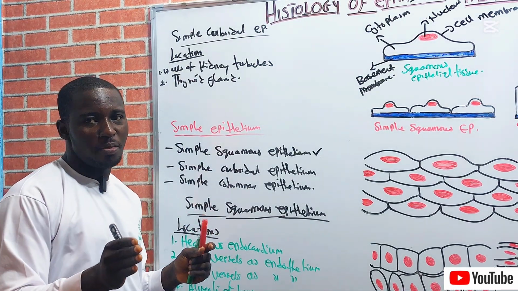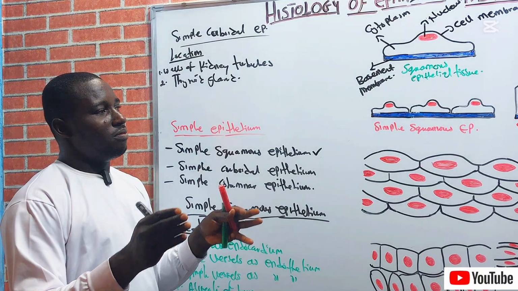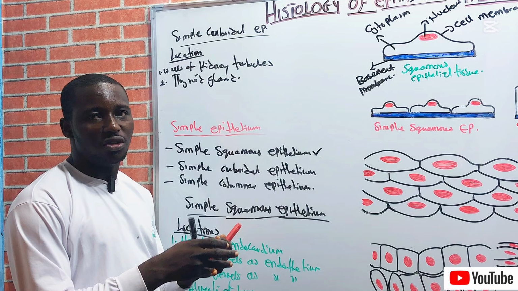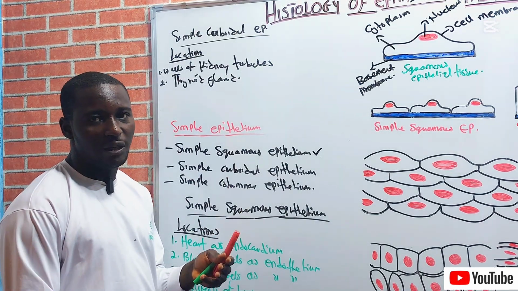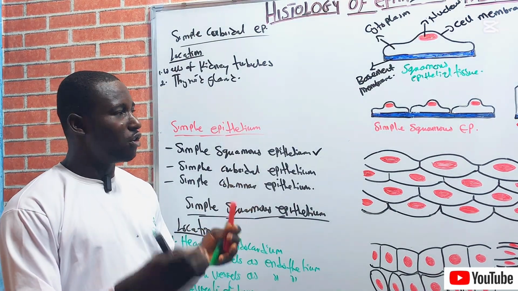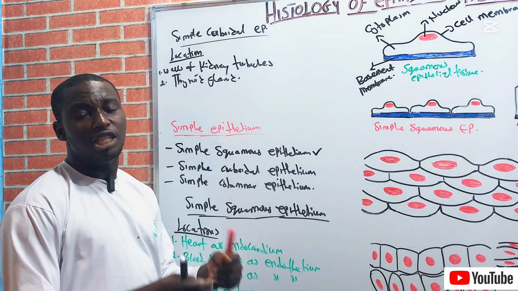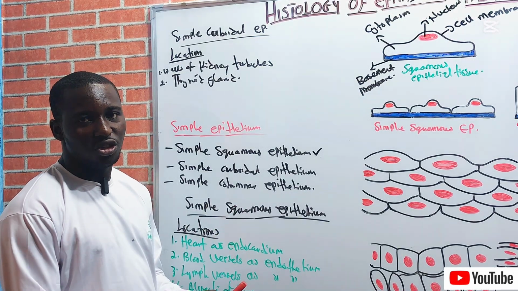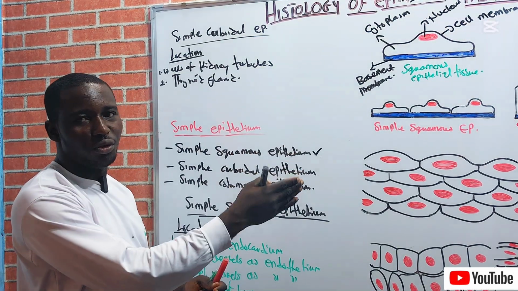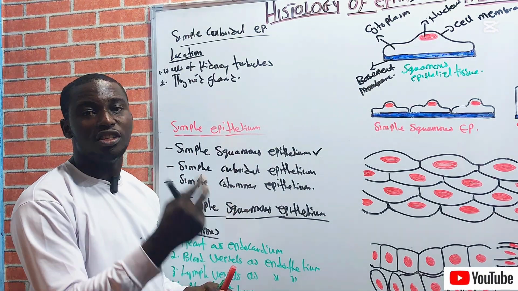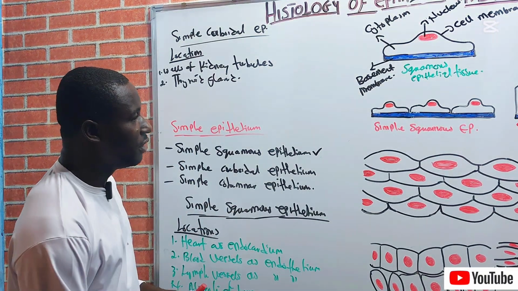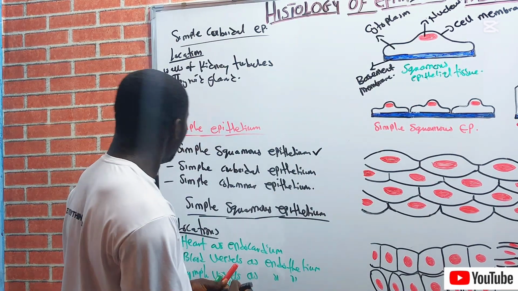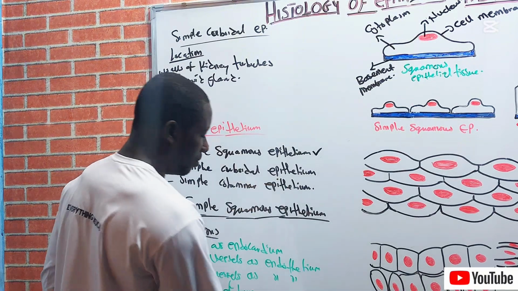Simple cuboidal epithelium is very responsible for absorption, secretion, and excretion function. That is the cardinal function of simple cuboidal epithelium. It plays a huge role in absorption, secretion, and even excretion. So note it: the cardinal functions are 1 absorption, 2 secretion, 3 excretion. Okay, so that is all about the simple cuboidal epithelium. The next is the simple columnar epithelium.